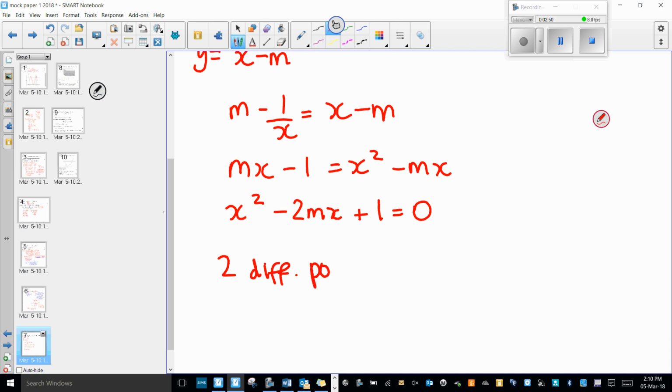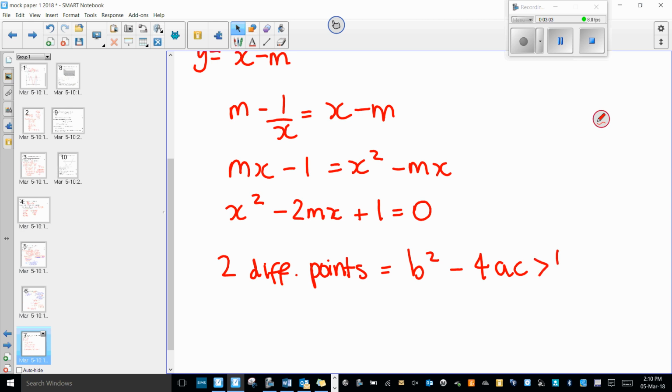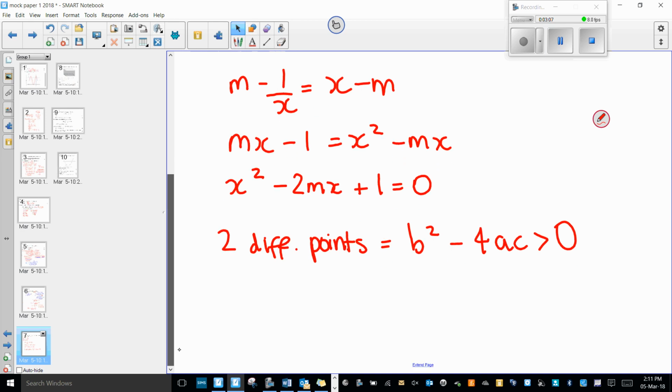Two different points means b squared minus 4ac has to be what? Greater than 0. Okay? Two different points.